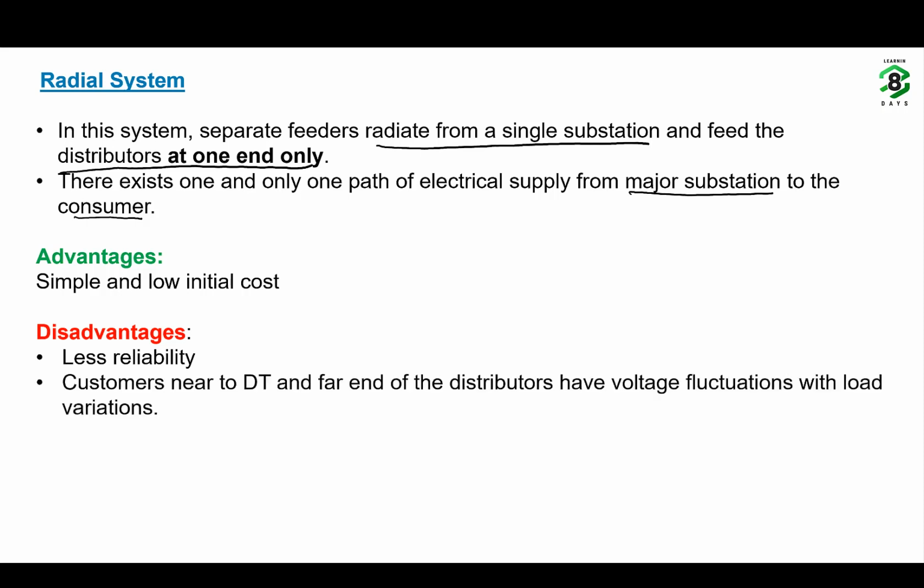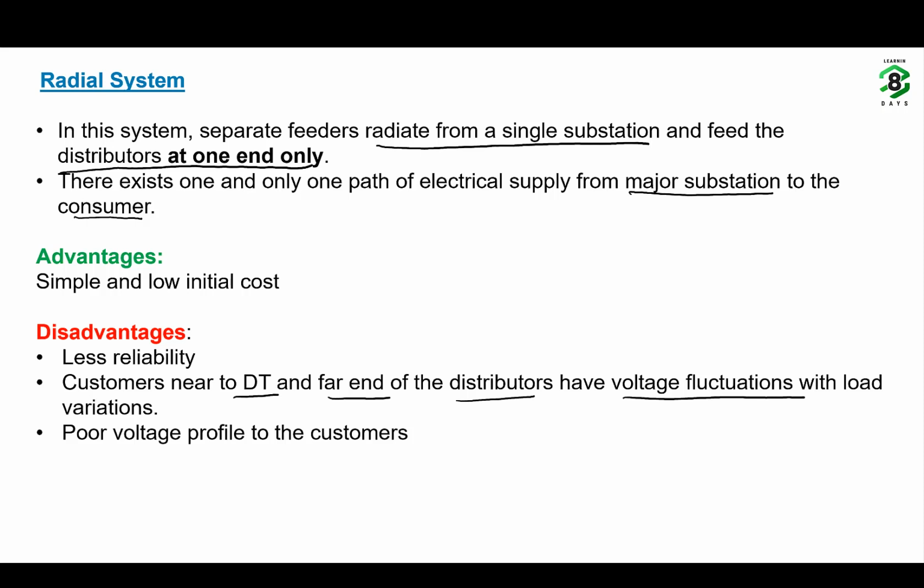The second disadvantage is that since the distributor is fed from only one end, the customers who are near to the distribution transformer and the customers who are at the far end of the distributor have voltage fluctuations with load variations. Okay, so the customers who are at the beginning of the distributor or at the far end of the distributor will suffer from high voltage and low voltage respectively. So in this radial distribution system, the voltage profile to the customers is poor.